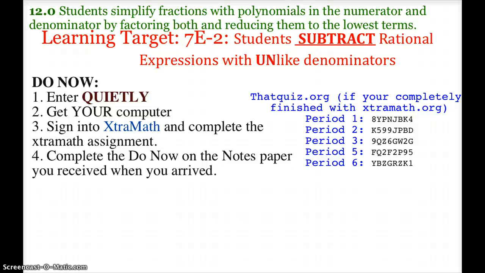Okay, so 7e-2, we're going to subtract rational expressions with unlike denominators. Basically exactly the same thing as we did earlier, but this time we have a subtraction, which means we're going to distribute that subtraction sign.